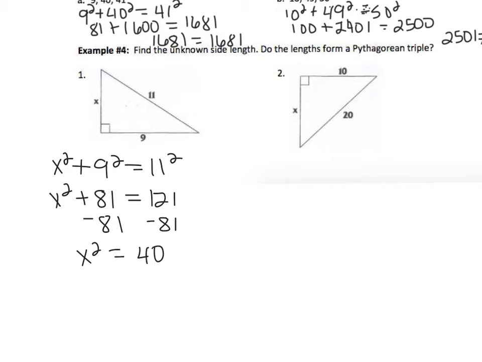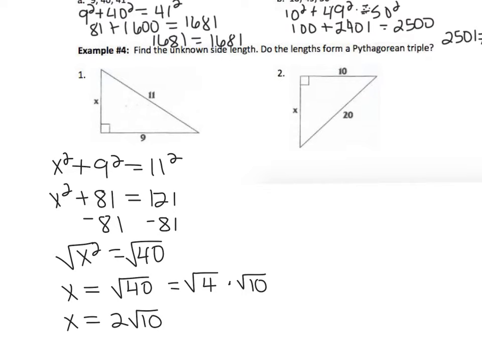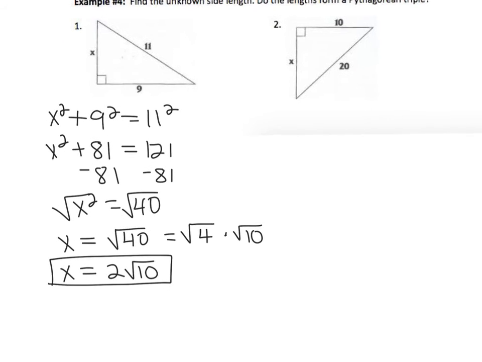Now 40 is not one of our perfect squares. So I already know that our side lengths are not going to form a Pythagorean triple. But we're going to go ahead and take the square root and simplify anyway. So we get x equals the square root of 40. We do want to simplify our square roots if possible. I know that 40 is the same thing as 4 times 10, so I can write it as the square root of 4 times the square root of 10, and we get x equals 2 square root 10. Because 2 square root 10 is not a whole number, it is technically a decimal, this is not a Pythagorean triple. The three sides form a right triangle, just not a Pythagorean triple.